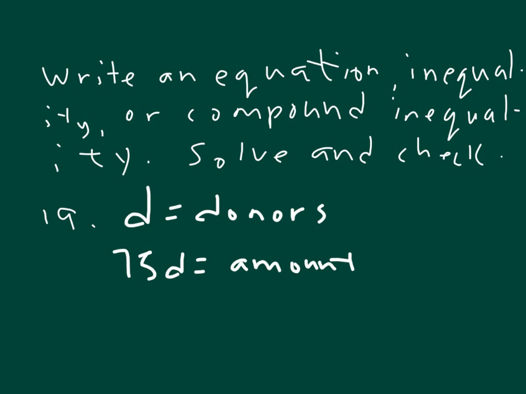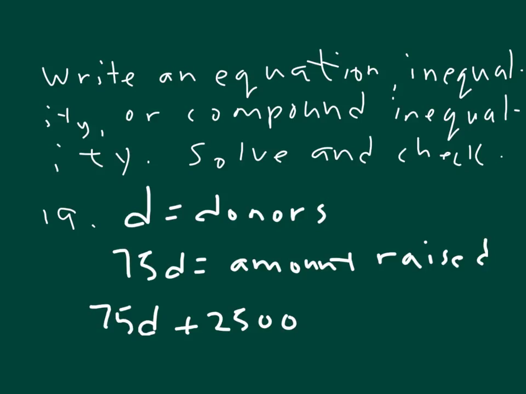And he needs at least $4,000. But he can get more than that. But he has to have at least 4,000. He's already got 2,500. So if you take the amount that he anticipates he's going to raise, and you add the 2,500 that he already has, that's how much he will have. And that has to be greater than or equal to $4,000.